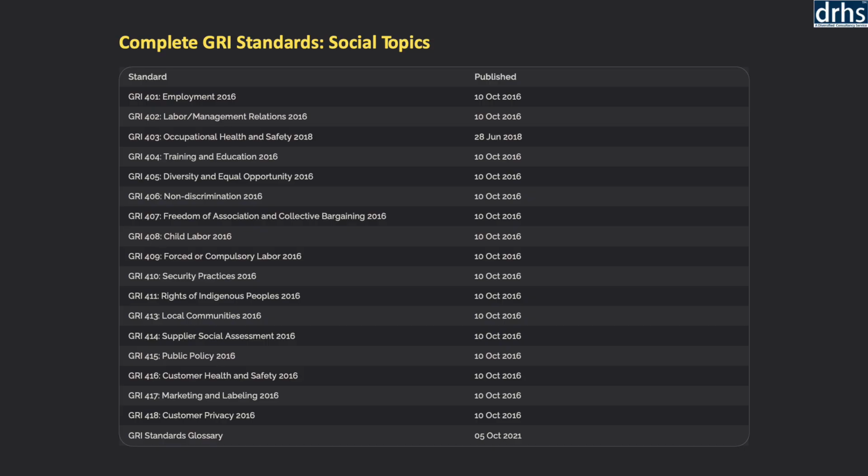Collectively, the social topic standards establish a holistic, people-centric reporting paradigm, enabling organizations to demonstrate ethical stewardship, strengthen stakeholder trust, and contribute meaningfully to inclusive and sustainable development.